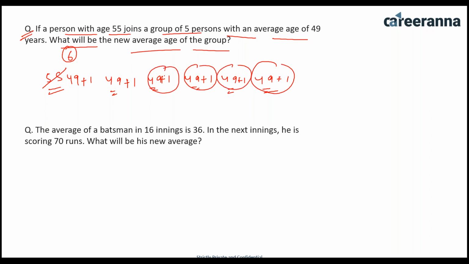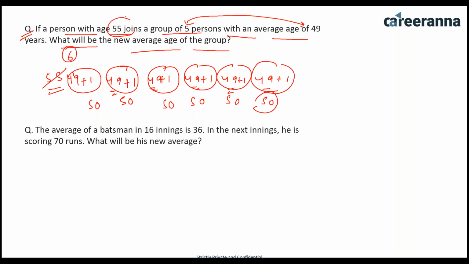Keep yourself muted. Is it clear to everyone? You can also use the conventional method, which is like 5 multiplied by 49, and that add 55 in it, and then divide it by 6.